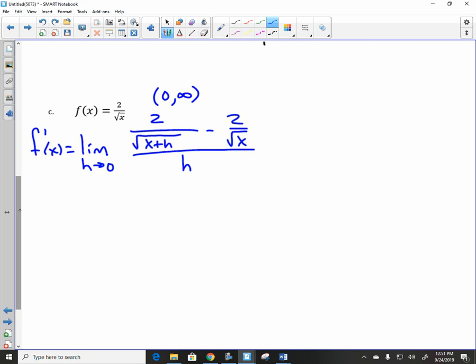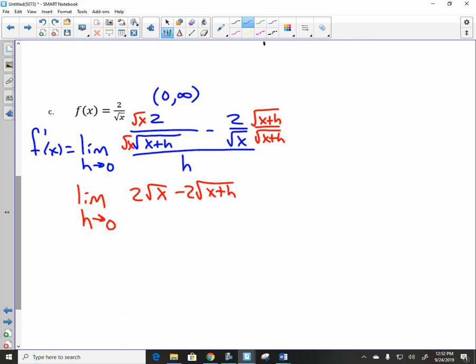Which do you think we do first? Yeah, deal with the denominator, folks. Yeah, just deal with that first. Yep. So square root of x plus h, square root of x plus h, square root of x, square root of x. Limit as h goes to 0 of 2 roots of x minus 2 roots of x plus h over square root of x times square root of x plus h.